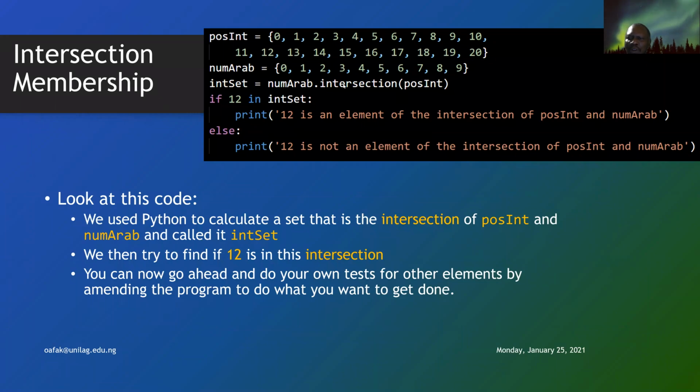So if 12 is in the intersection, then you print this. In fact, look here now. Is 12 in the intersection? The intersection is something that's contained in both. I want you to tell me by looking at this. Go to the chat room again and say whether 12 is in the intersection of these two sets. You can see 12 is here, but 12 is not here. What do you think this would bring? Is it going to bring true or false?